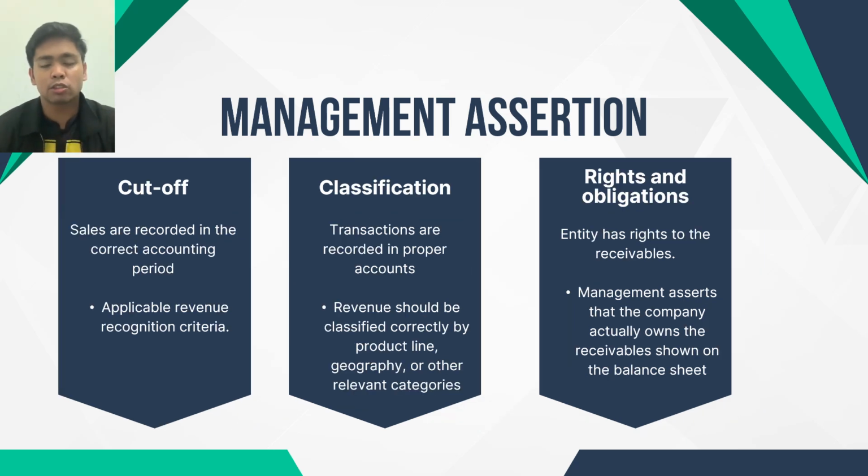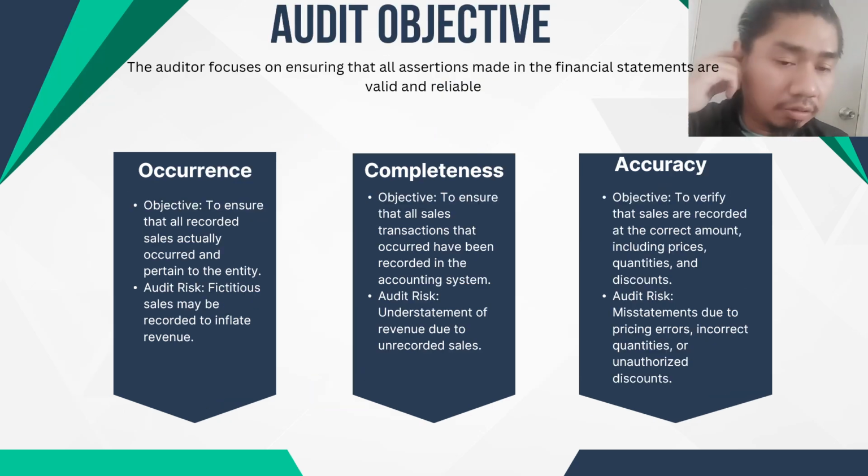Then we have the assertion of cut-off. This assertion ensures that sales are recorded in the period when they actually occur, according to the applicable revenue recognition criteria. Moreover, we also have the assertion of classification. The management asserts that the sales transactions are recorded in the appropriate account within the chart of accounts. Lastly, the management asserts that the company actually owns the receivable shown on the balance sheet and has the legal right to collect them.